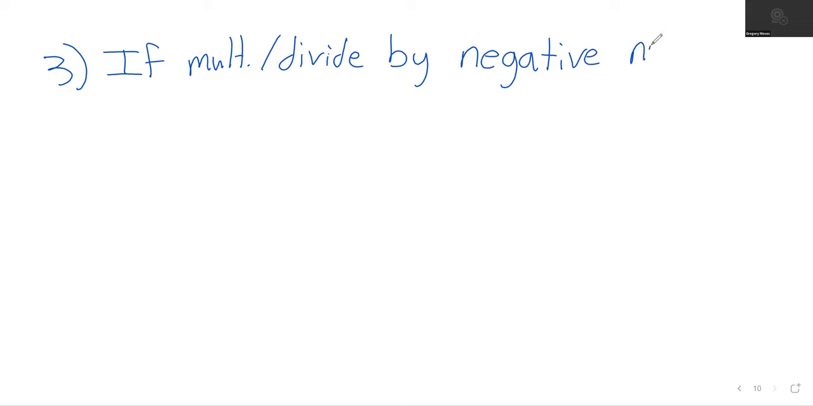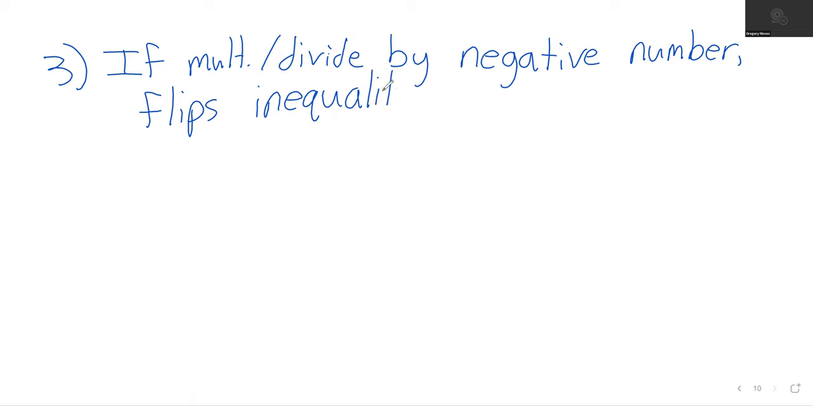If you multiply or divide by a negative number, what that does is it flips the inequality. So suppose we have negative 3 times x is greater than or equal to 9.